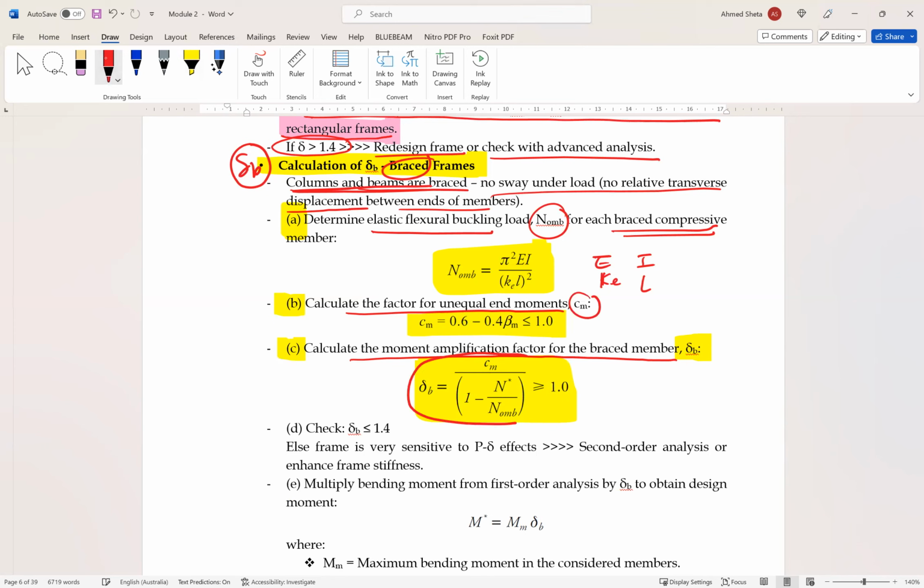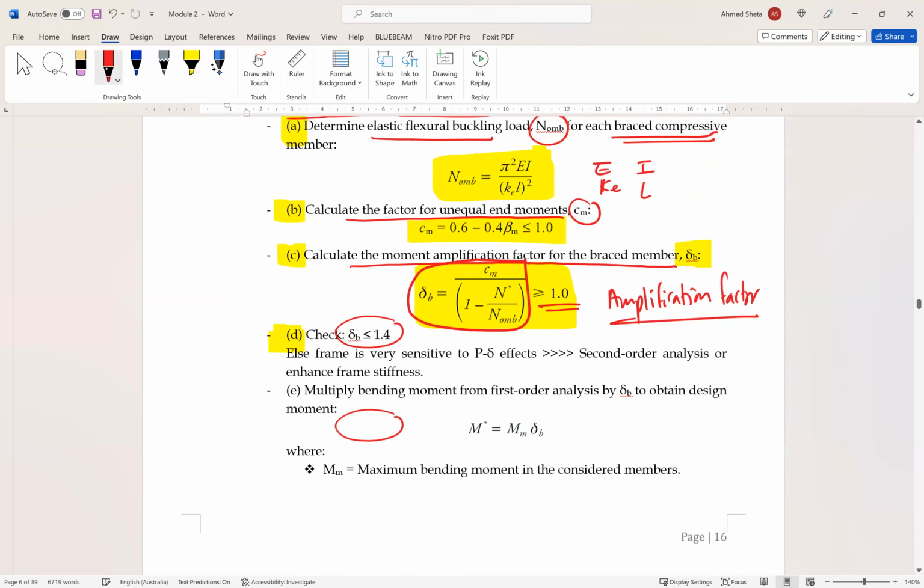So delta B should be more than or equal to 1 because it is an amplification factor, so it cannot be less than 1. The next step is to check that delta B is less than 1.4, because if it is more than 1.4, you need to redesign the frame or make further advanced analysis.